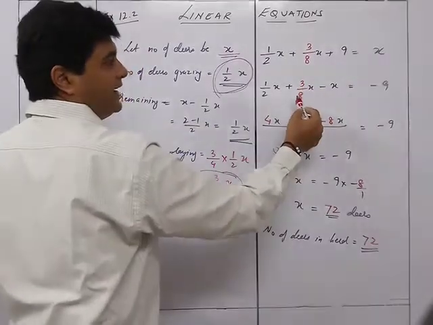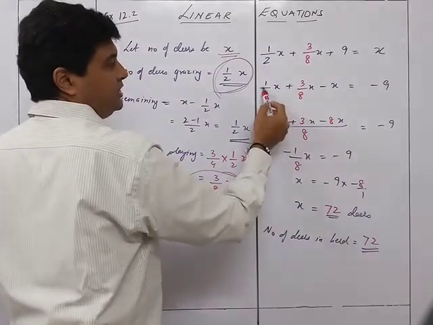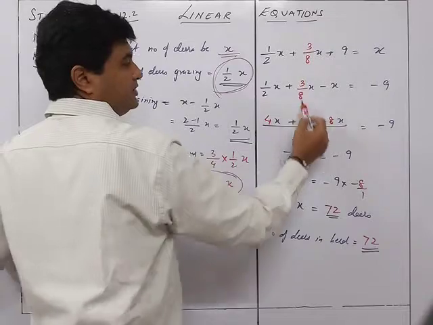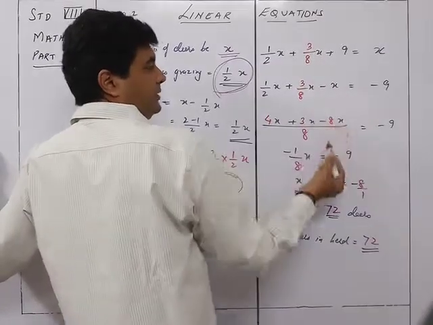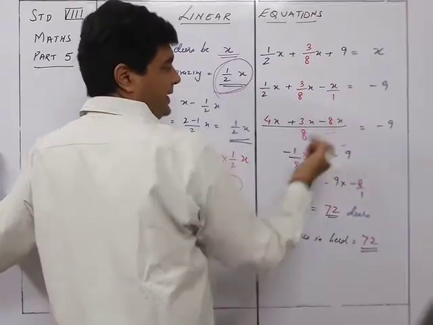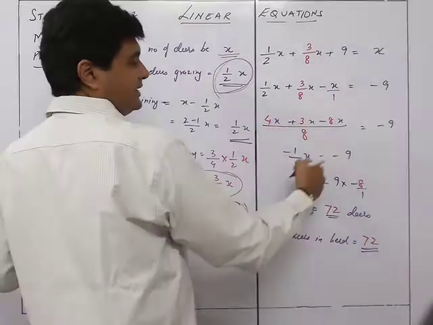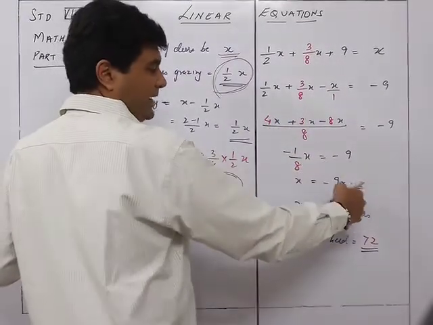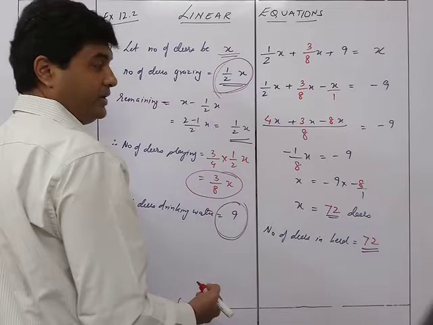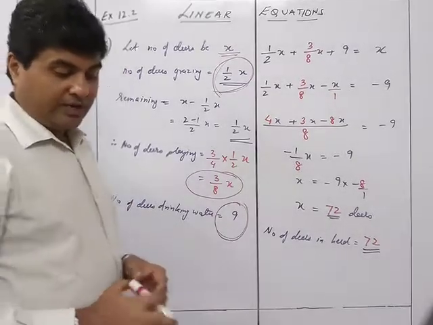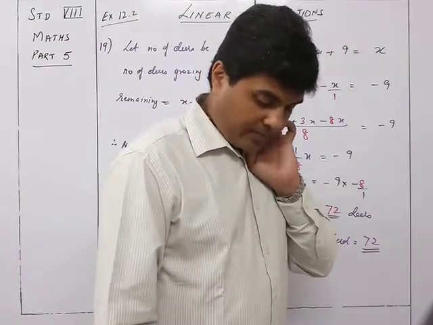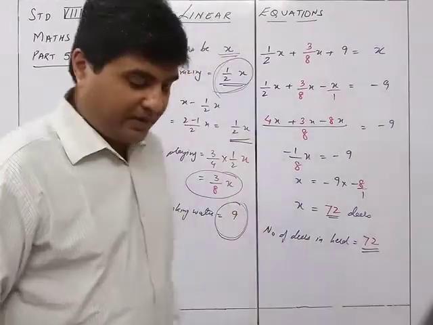So when you solve this thing, 8 is the LCM. So this needs to be multiplied by 4 to make it 8. This is 3 itself, and this will be upon 1. So this will be 8x. So 7x minus 8x is minus 1x. 8 goes here, minus 8 goes here. So accordingly it will be 72 deers. So that was sum number 19. We now move on to sum number 20.